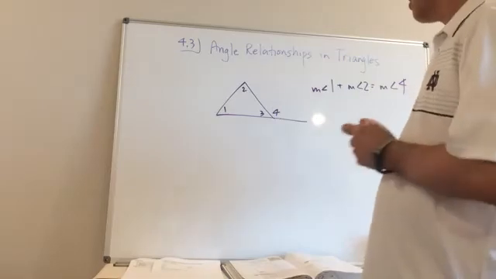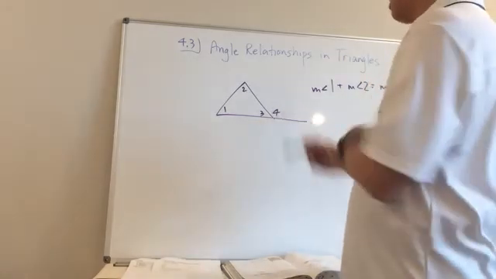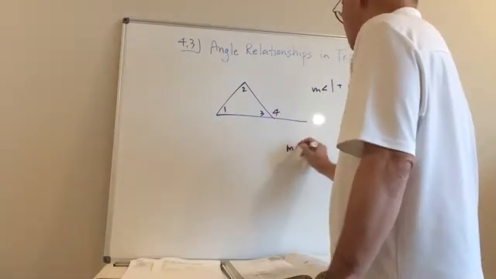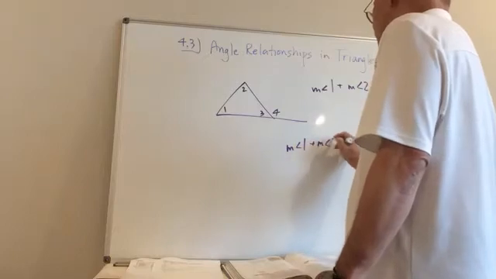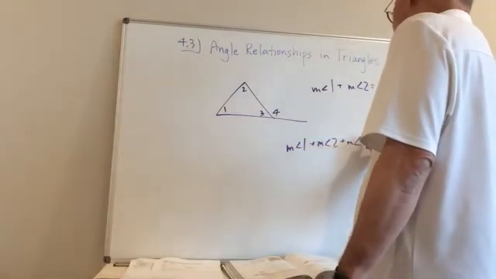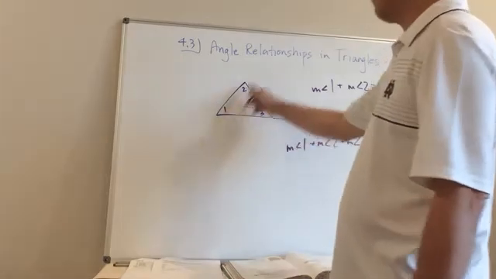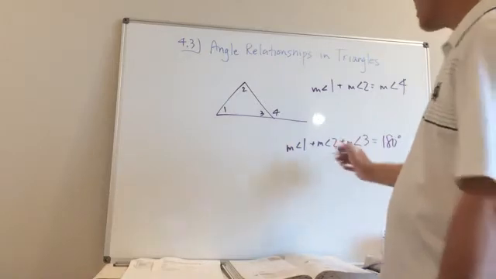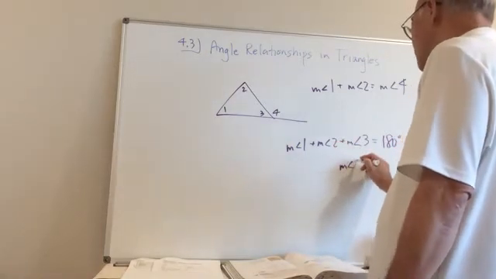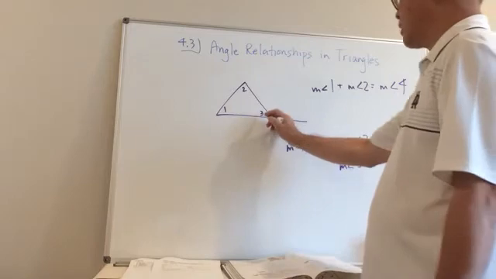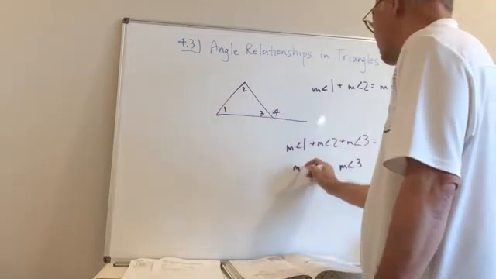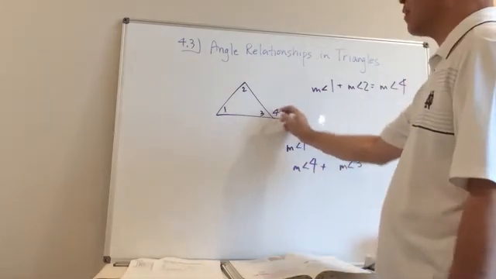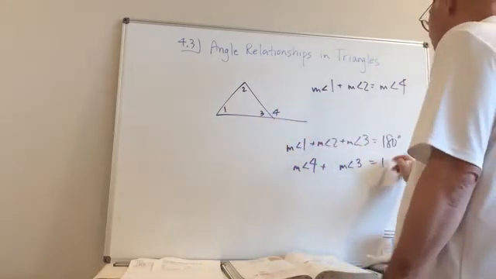Okay, so how do we find that out? Well, angle 1 plus angle 2 plus angle 3 is a triangle, so that has to be 180 degrees, right? But also angle measure 3 plus angle measure 4 is equal to 180 degrees, because they're on a line, they're a linear pair, right?